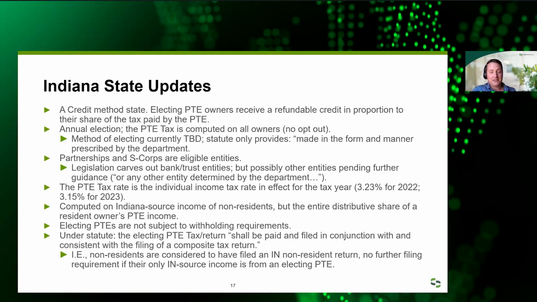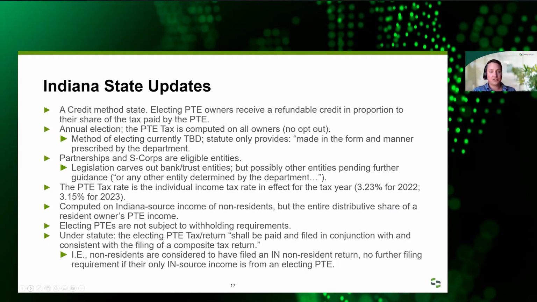The tax is just going to be the rate in effect for the tax year. That would be 3.23% right now, slightly less for 2023. And I'll say here, it's computed on the Indiana source income of non-residents, but the entire distributive share of PT income for a resident owner. Just caught this one, catching little things in the legislation before we did this presentation.